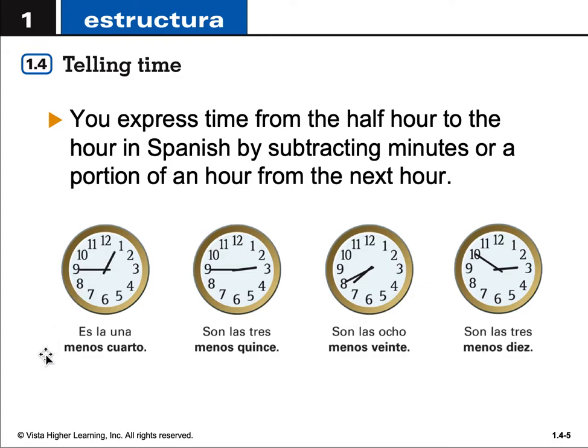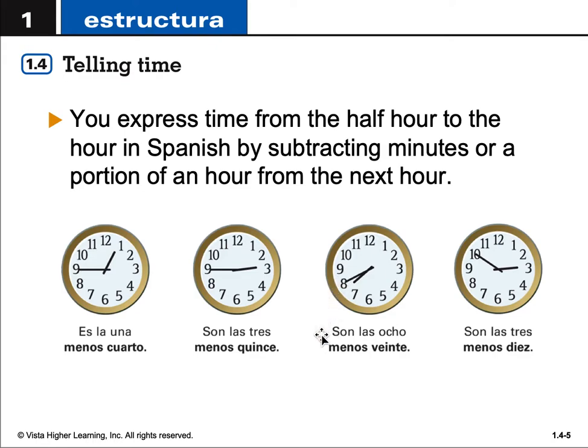So like right here, it's almost 1 o'clock, okay? So it's 1:45 is basically what we'll be expressing in Spanish, or it's 1 o'clock minus 15 or minus a quarter. Remember, we use es la when we're expressing the hour 1. Es la una menos quince or es la una menos cuarto. Here it's 2:45, so we're going to say that it's 3 o'clock minus 15 minutes. Son las tres menos quince, or you could say son las tres menos cuarto.